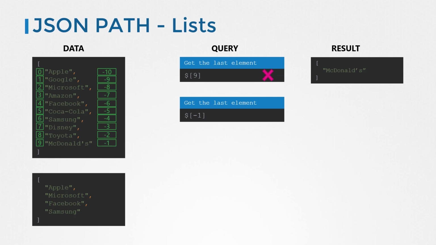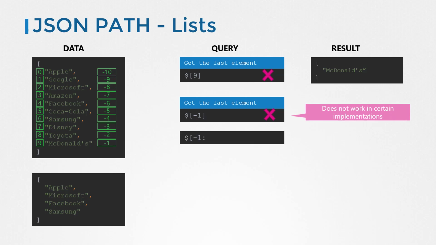You see, that's how I'd expect it to work, but that does not work in all JSON Path implementations. For certain implementations of JSON Path, you must specify this in the start and end format with a colon. So you should say $[-1:0]. This means start from the last element and go all the way to the end. You can also simply leave out the 0 and it would assume it to be 0.